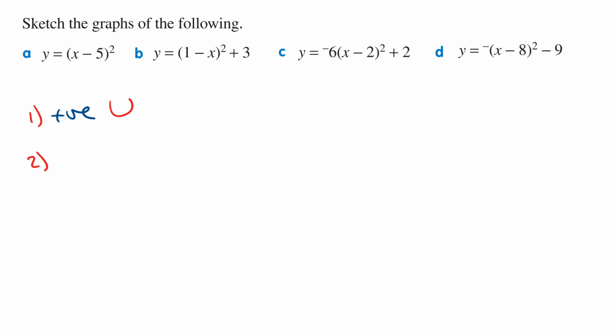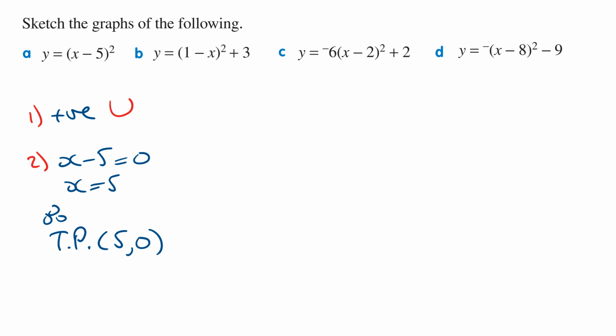The second step is to work out the coordinates of the turning point. To find the x coordinate of the turning point, we let whatever's inside the brackets equal 0 and then solve for x. And so if we let x minus 5 equal 0, solving for x, we're going to get x is equal to 5. The y coordinate is going to be the constant that is added or subtracted to the brackets, or the squared term. And since there's no constant, this means that the y coordinate of the turning point is going to be 0. And so therefore, the turning point is going to have the coordinates (5, 0).